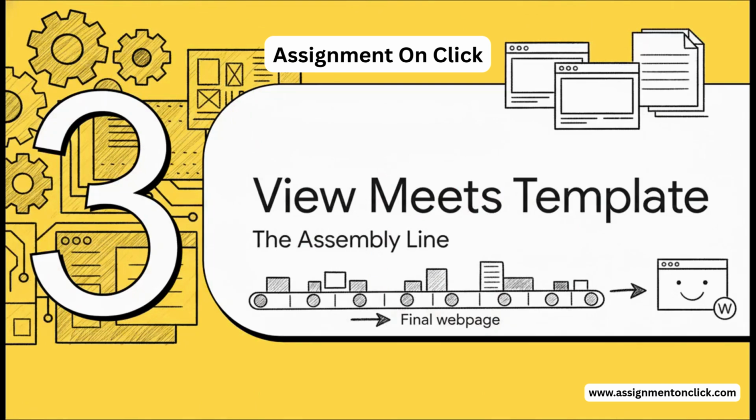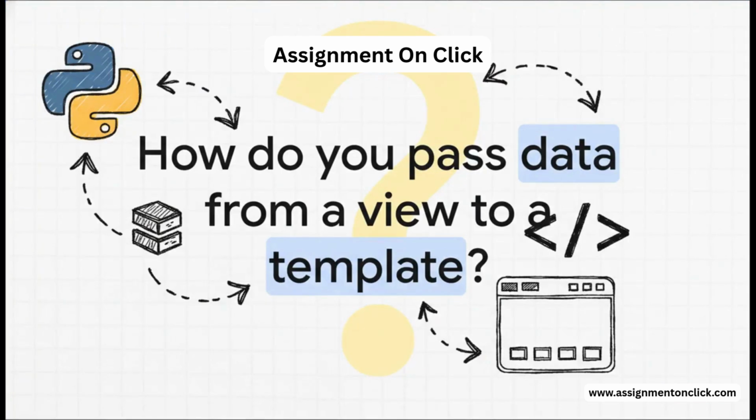Okay, so we've got our logic figured out in the view. And we've got our blueprint designed in the template. Now it's time for the magic moment, putting them together on the assembly line to build our final web page. And this leads us to the million-dollar question, right? We have all this useful data sitting in our Python view, and we've got all these nice little placeholders sitting in our HTML template. How in the world do we connect the two?